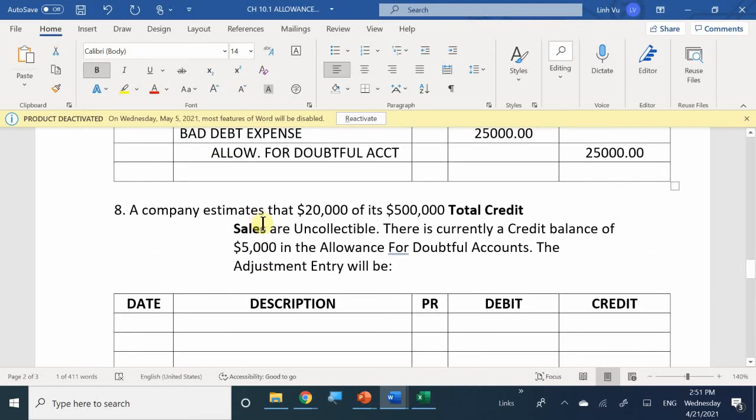All right, question number 8. A company estimates that 20,000 of its 500,000 total credit sales is to be uncollectible, and there's currently a credit balance of $5,000 in the allowance for doubtful accounts.